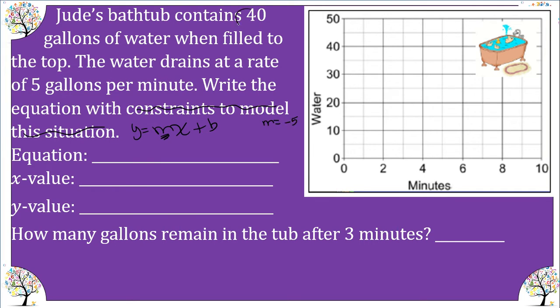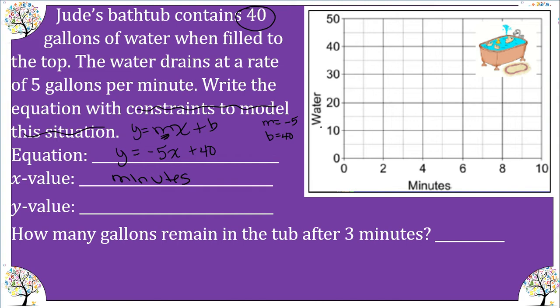And how much are we starting? What's the initial amount of water? That is our b, so that is 40. So when we put this together, y equals -5x plus 40. Now, x is going to represent the minutes that go by. So for each minute, 5 gallons drain from the original 40. So this represents minutes.